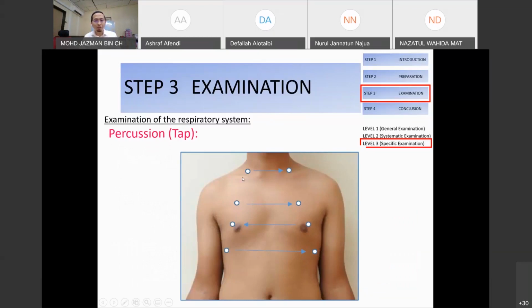it doesn't show the clavicle. So why do we percuss the clavicle? It is to elicit pain, not to listen to the sound. So when you do percussion, compare the sound. Appreciate the sound, whether it's normal resonant, is it dull, or stony dull?